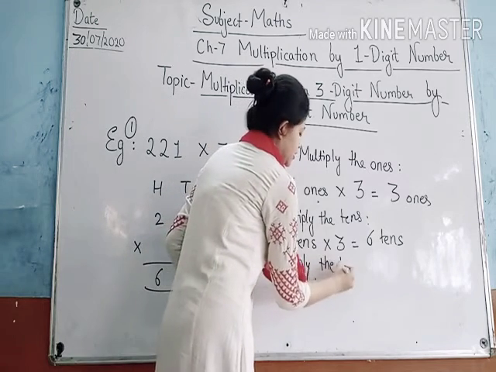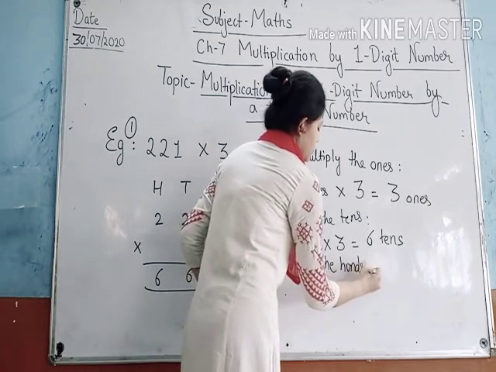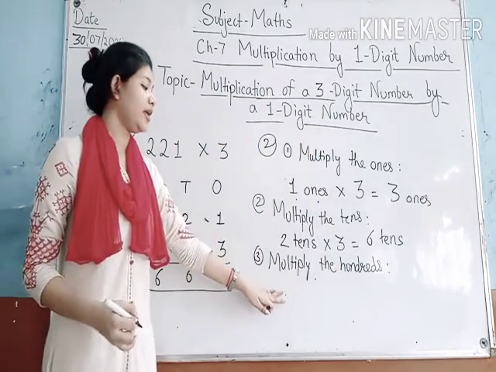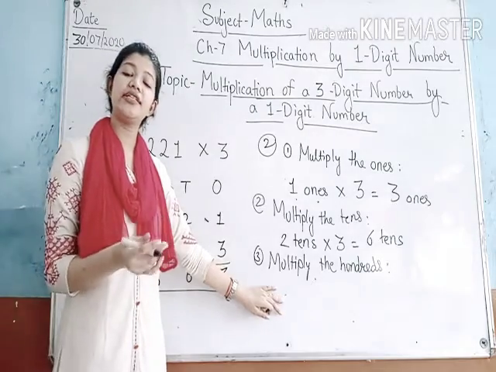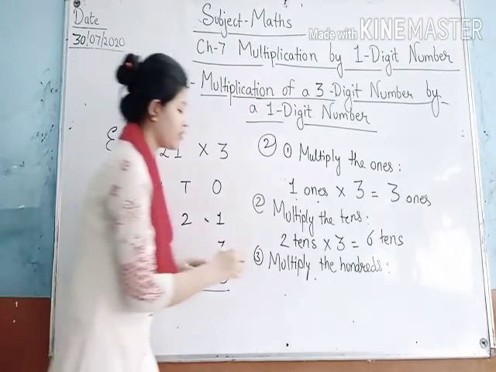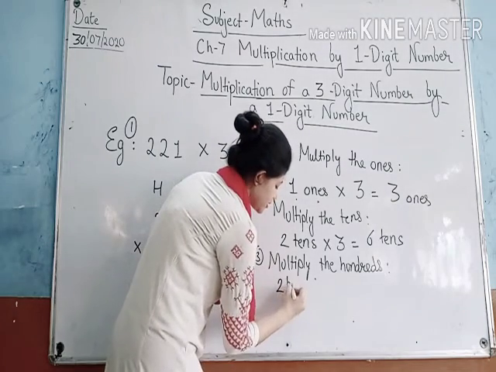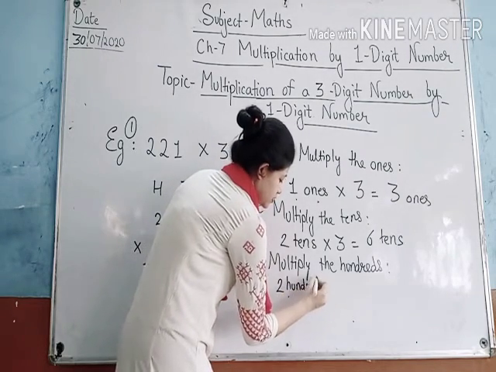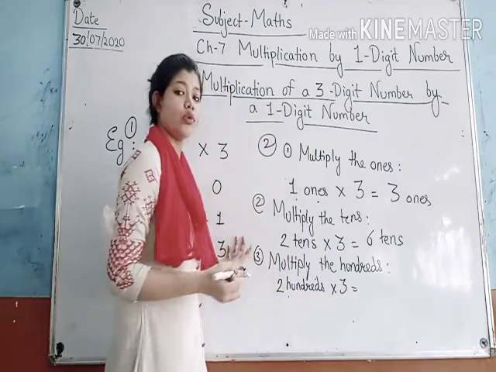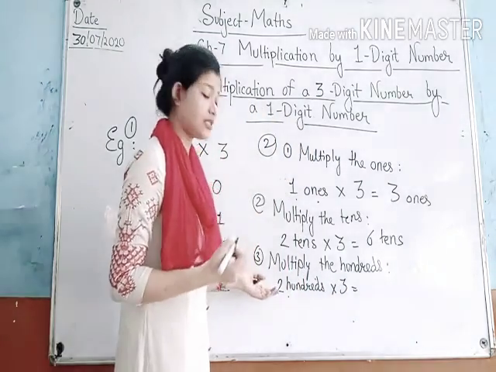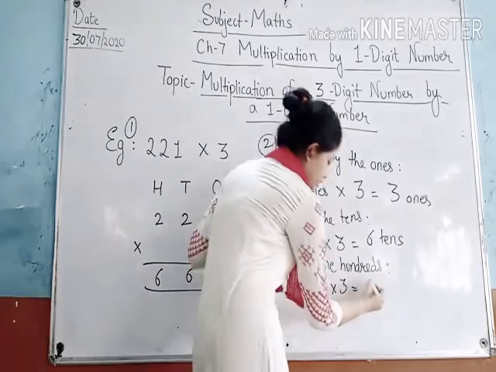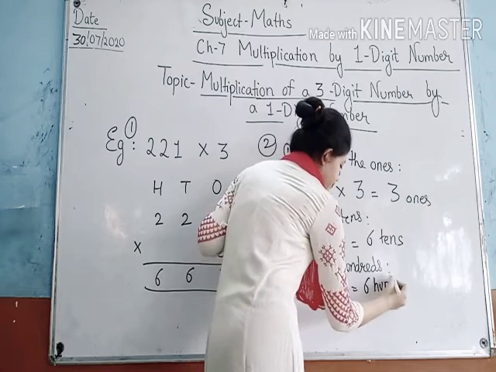the hundreds. Here we will multiply the hundreds digit with the second factor. What is the hundreds digit? 2. So we will write 2 hundreds into 3 is equal to, now what will we get as an answer? 200 into 3 is equal to 600. Yes?